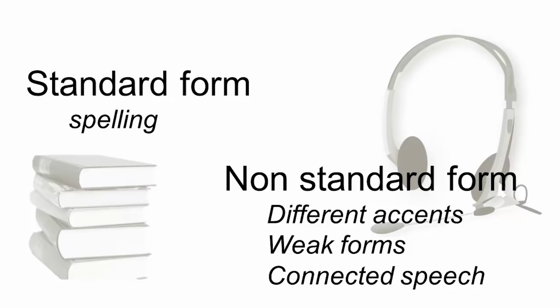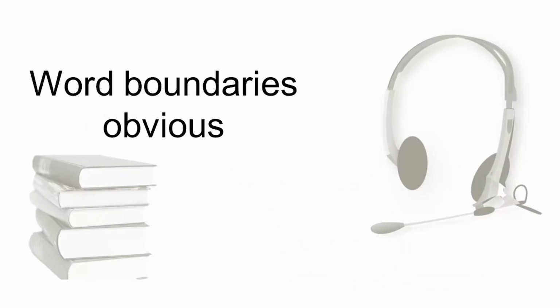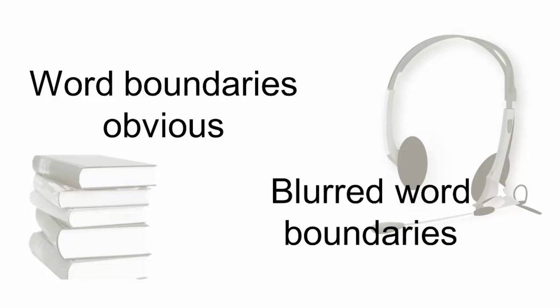In the written form as well, the word boundaries are really obvious. There's spaces between them, but this isn't true in speech. Words often get pushed together, they blur into each other. You might not think that's true, but if you listen to what you say closely, you'll see that it is.